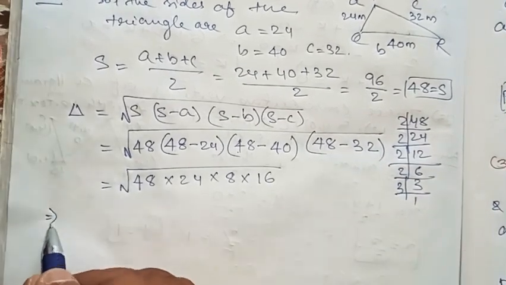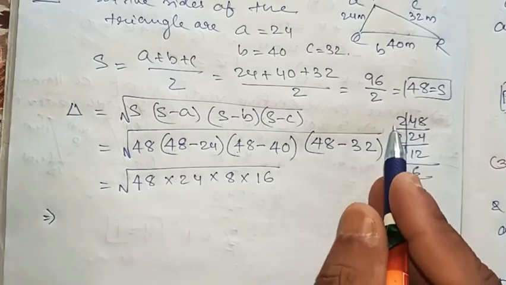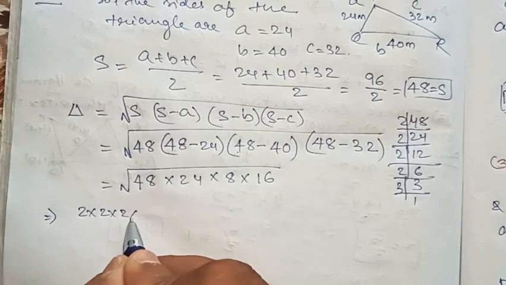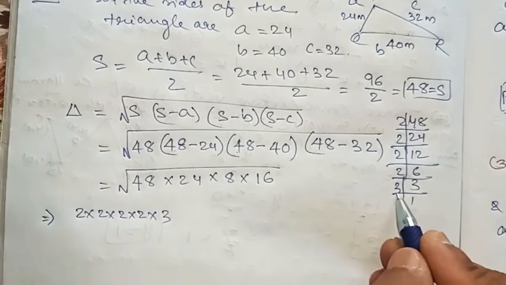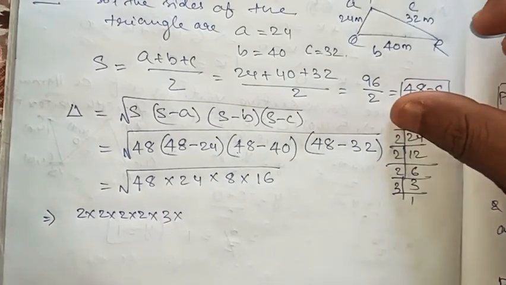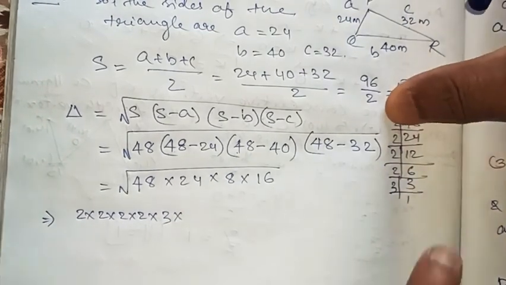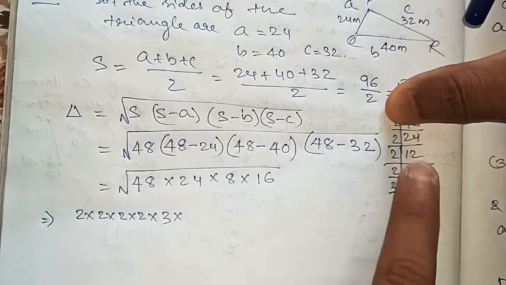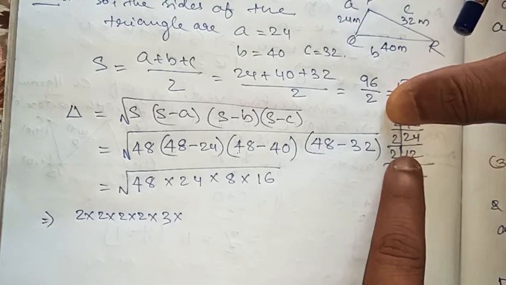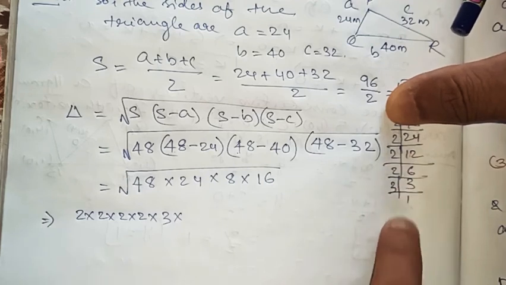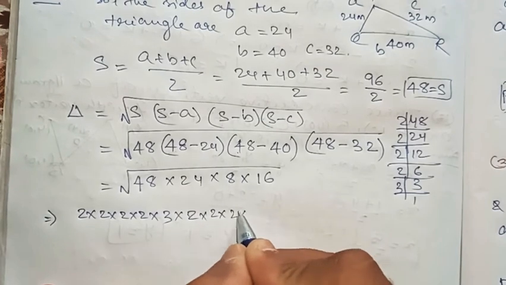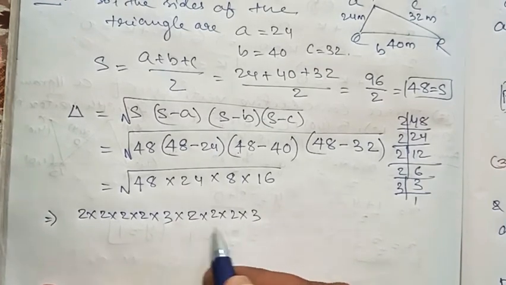So in place of 48 I will write 2 into 2 into 2 into 2, that is 4 times 2, into 3, 1 three we got. Okay, into what is the LCM of 24? Suppose I will hide this. From here we will get the LCM of 24, that is 2 | 12, 2 | 6, 2 | 3, 3 | 1. So how many 2s did we get? 3 twos we got and 1 three we got. 2 into 2 into 2 into 3. So this is the LCM of 24.